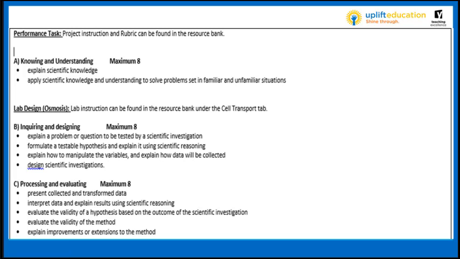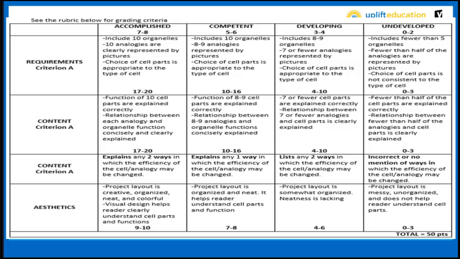The criteria used in this is criteria A, knowledge and understanding, where the students will explain the scientific knowledge and apply scientific knowledge and understanding to solve problems set in familiar and unfamiliar situations. The next slide is the rubric. This rubric has been made on a scale of 0 to 8, where accomplished would be 7 to 8, competent 5 to 6, developing 3 to 4 points, and undeveloped would be 0 to 2.